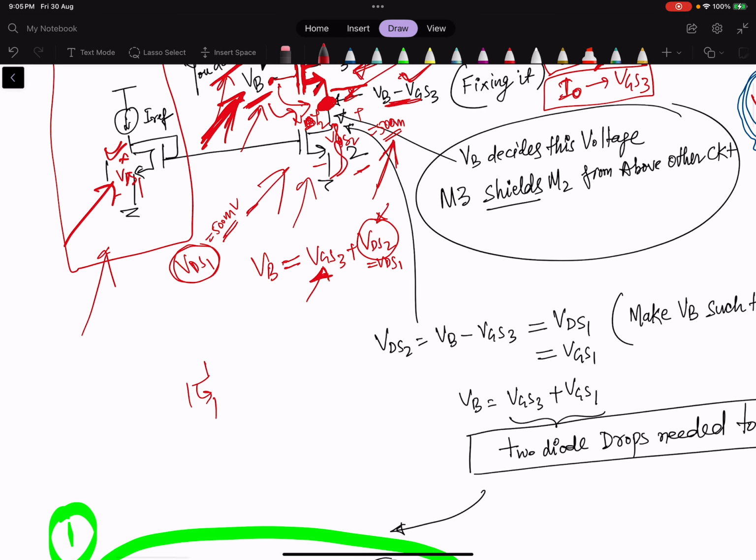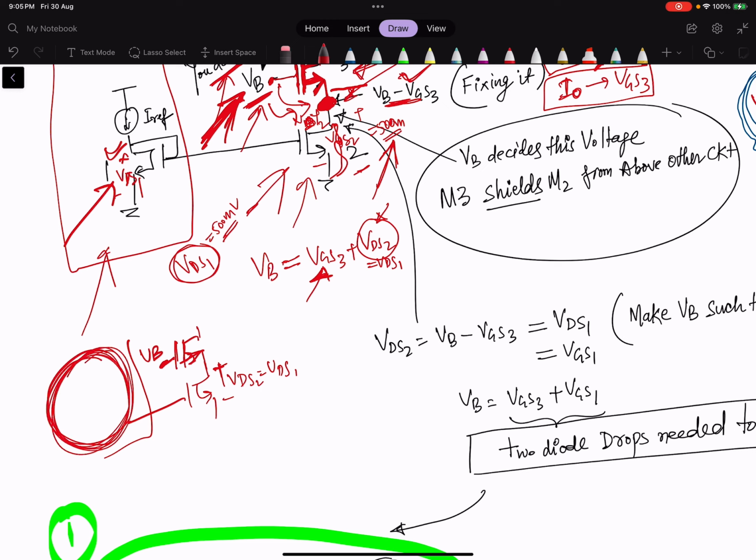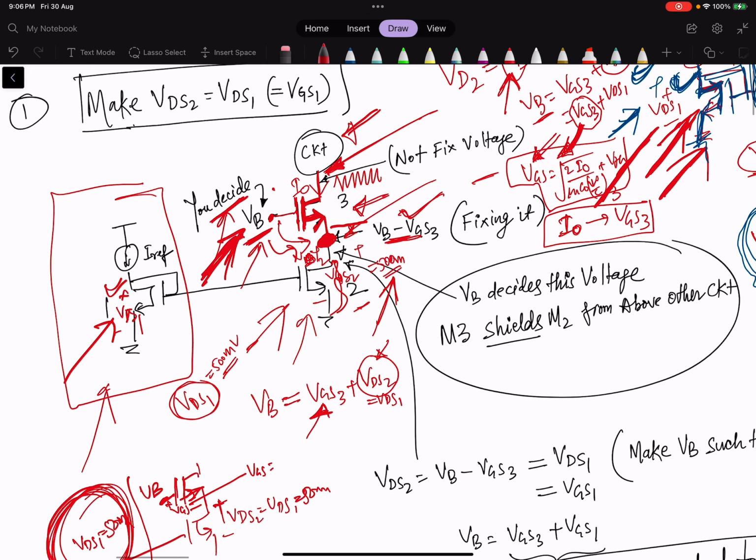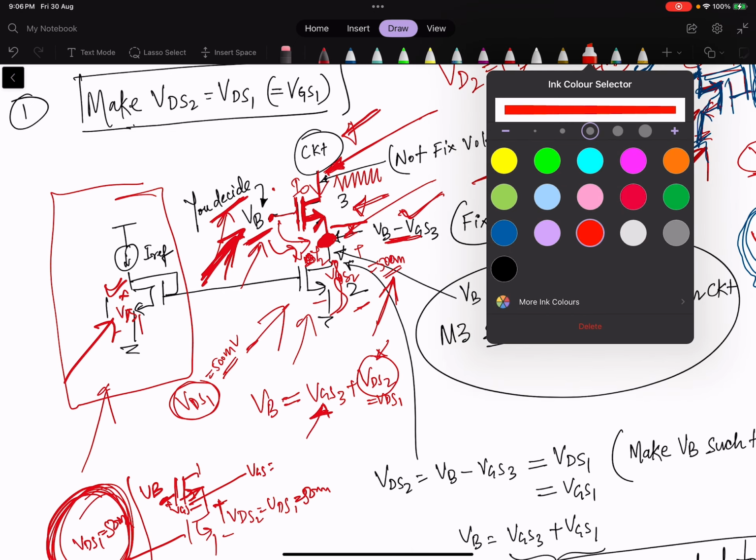We will add one more MOS above, let's say it is a copying here. We will make this VB such that VDS2 is equal to VDS1. Let's say from the reference circuit we know that VDS1 is equal to 500 millivolt. Then we will make this 500 millivolt, and how will we calculate this VGS? VGS is from the equation that I already mentioned here, this one.